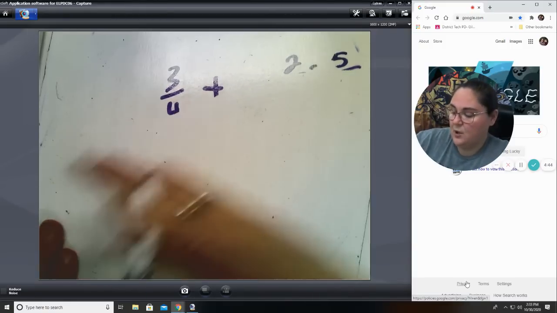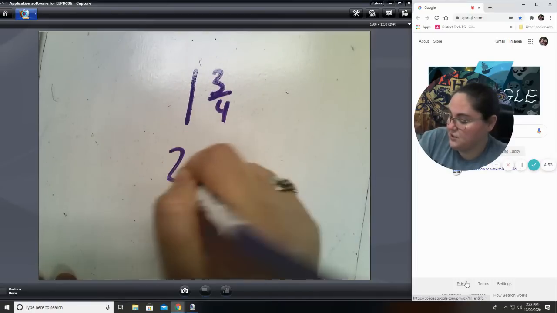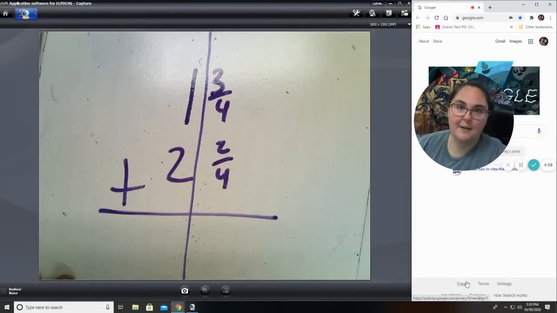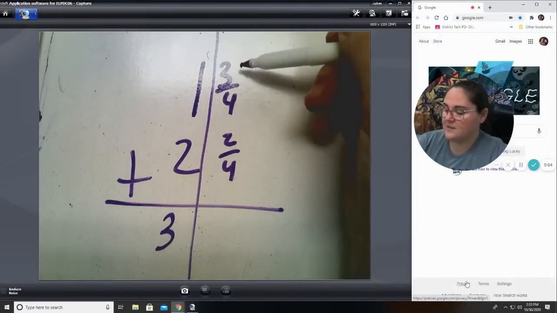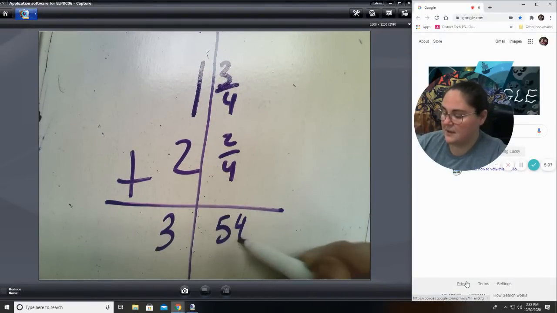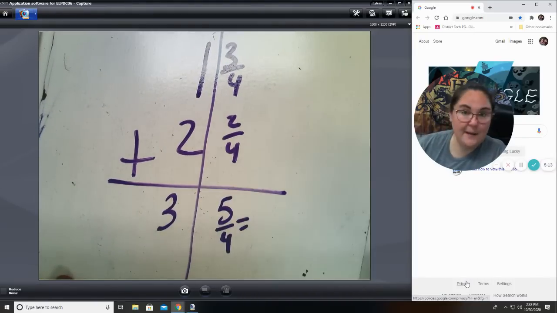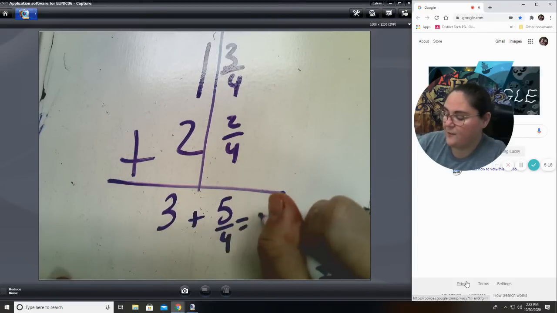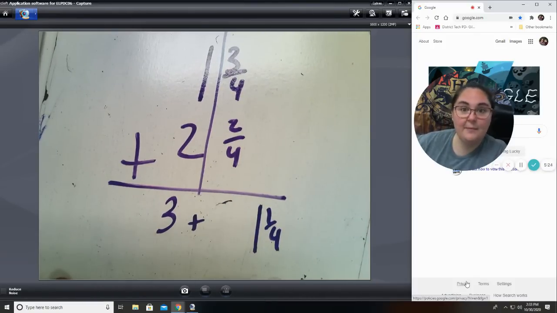My suggestion when you're adding mixed numbers is to line them up going up and down. So 1 3/4 plus 2 2/4. And then you can work one number at a time. Okay? I could do 1 plus 2 is 3 over here. 3/4 plus 2/4 equals 5/4. And then I can reduce that. I know 5/4, I got to make it into a mixed number. I don't like it. It's ugly. 5/4, can't do it. 5/4 means 1 and 1/4. And then you add the bottom numbers.